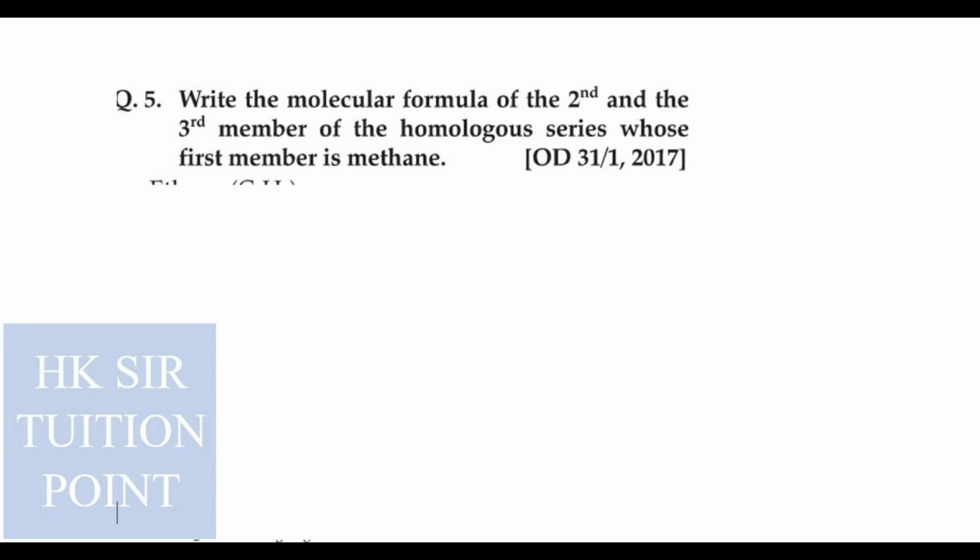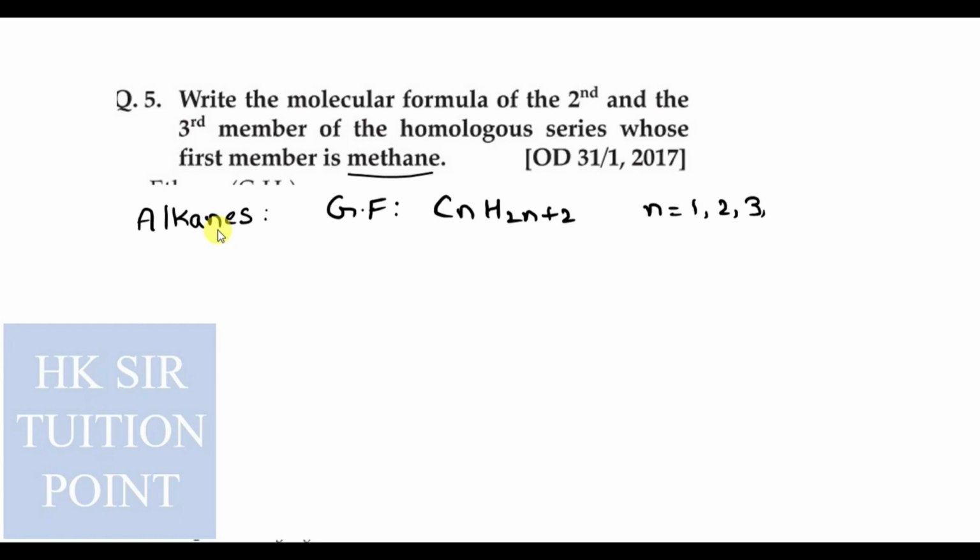Question number 5. Write the molecular formula of the first, second and third member of the homologous series whose first member is methane. When they use the word methane, that means it is an alkane. So alkanes have the general formula CnH2n+2, where n starts with 1, 2, 3, 4, etc. If you want the first member, keep n equals to 1, so this becomes C1, 2 ones are 2, 2 plus 2, 4: CH4.